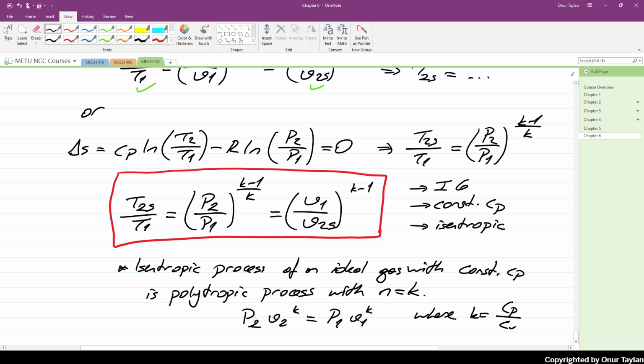All right. So we have covered all these things for control mass systems. In the next video, we will cover these for the control volume system.